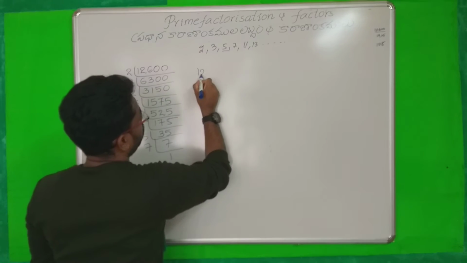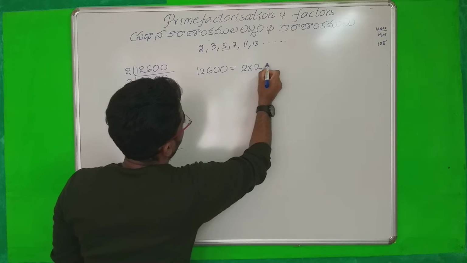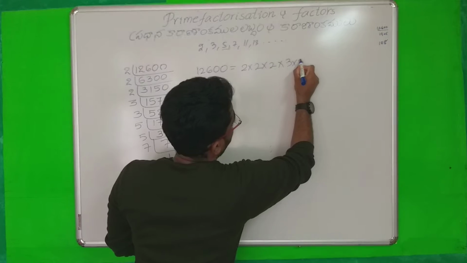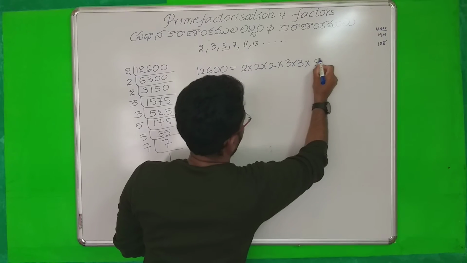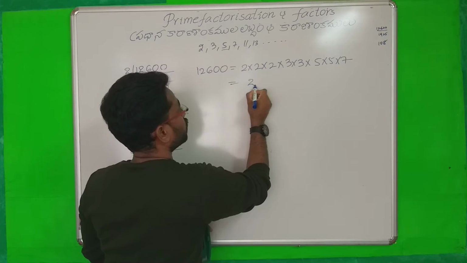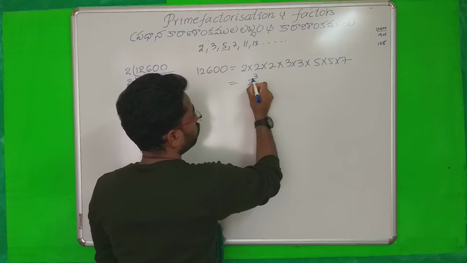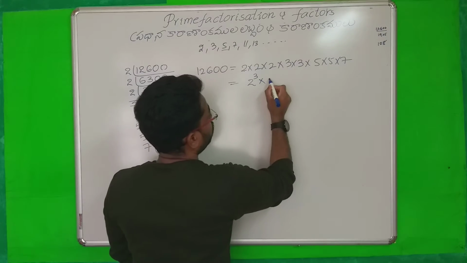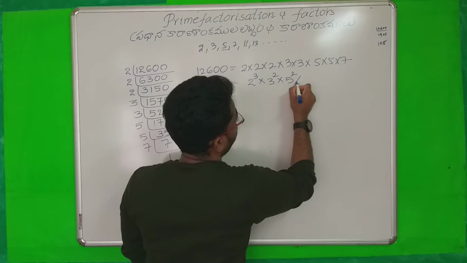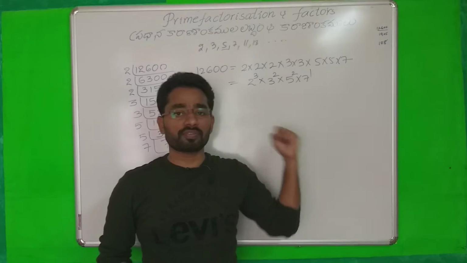Okay, so now we are writing 12,600 as 2 into 2 into 2 into 3 into 3 into 5 into 5 into 7. So this one we can write in exponential form. 2 into 2 into 2, three times is there, so we can write 2 to the power of 3. And 3 two times is there, 3 to the power of 2, 5 to the power of 2, 7 to the power of 1. Okay, so this is called prime factorization.